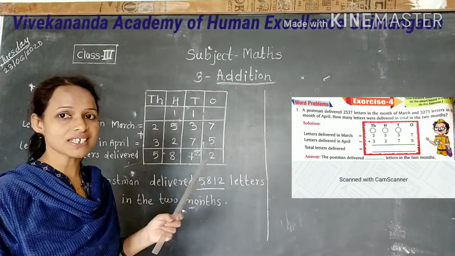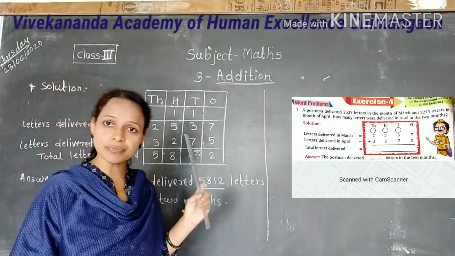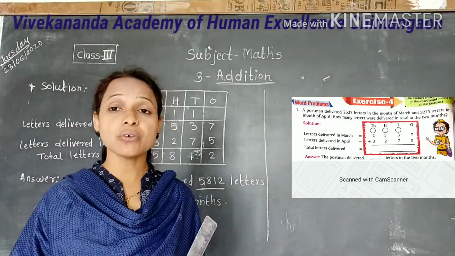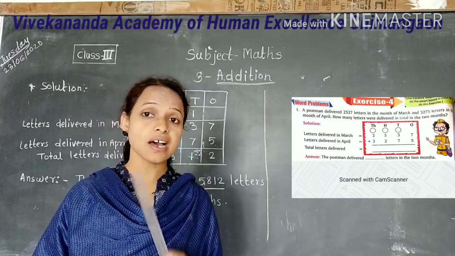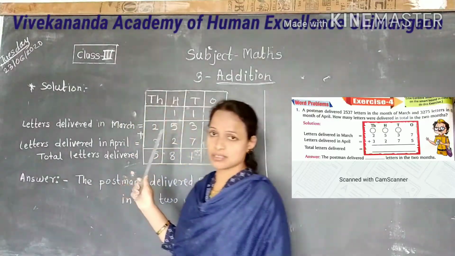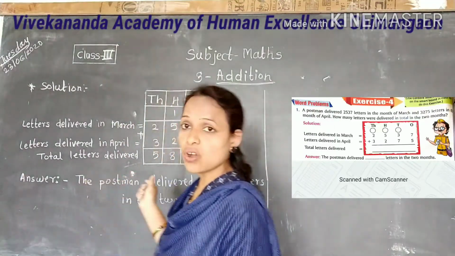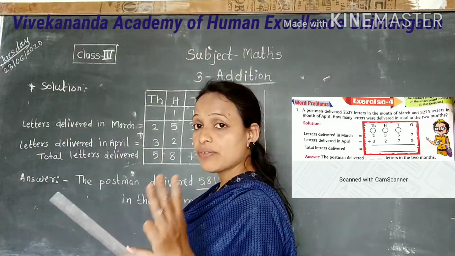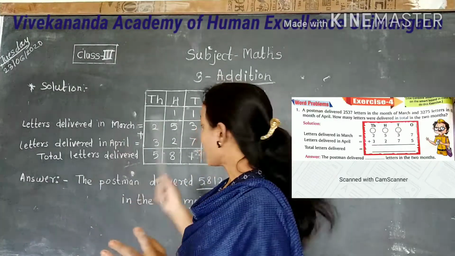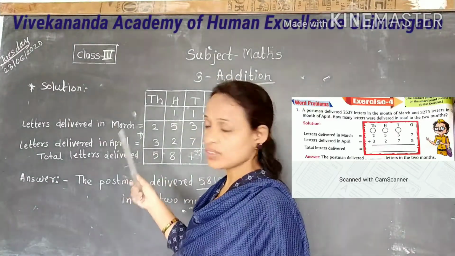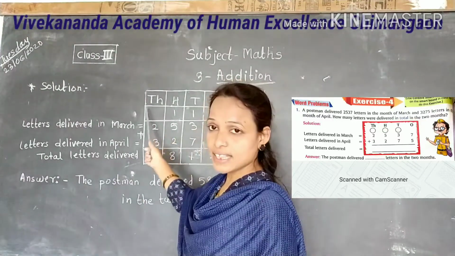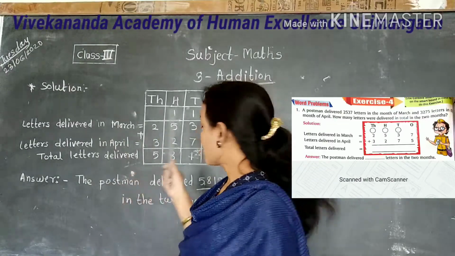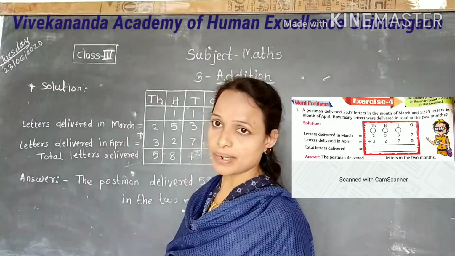You read once again that word problem carefully. So in the solution, first you have to draw columns. If you observe, two numbers are given in 4 digits. So I draw here 4 columns: ones, tens, hundreds and thousands. And in each place I arrange the given number.